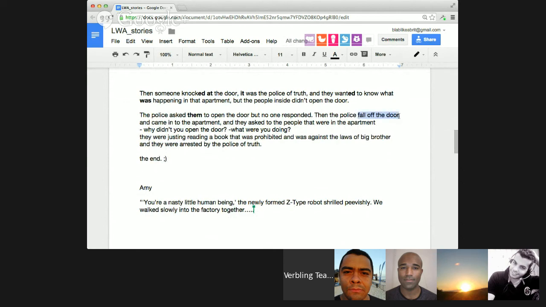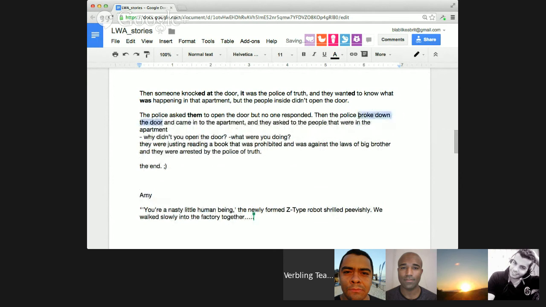Fall off the door. No. Broke down the door. Broke down the door, or you can say something like kicked the door in. There's lots of great phrases for that. And came into the apartment, and they asked. We don't say "ask to" in English, we just ask, okay? They asked the people that were in the apartment, "Why didn't you open the door?" In English, what we do is we put speech marks and a capital, like so. "Why didn't you open the door? What were you doing?" Good question. I'm intrigued to find out.